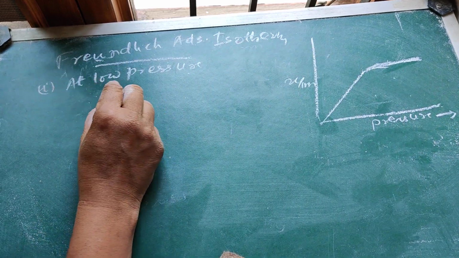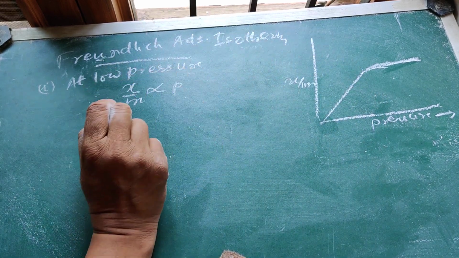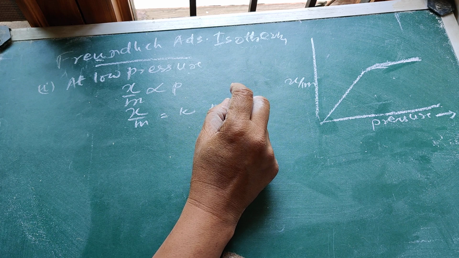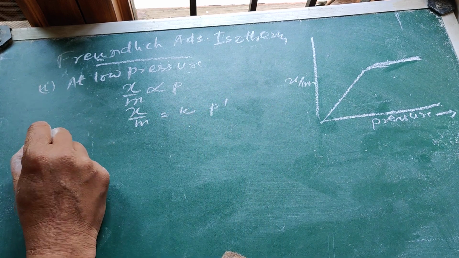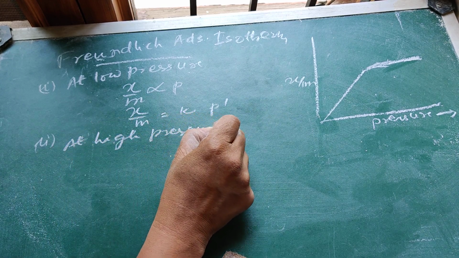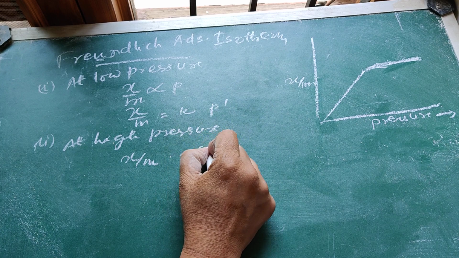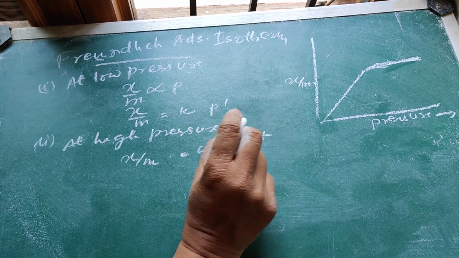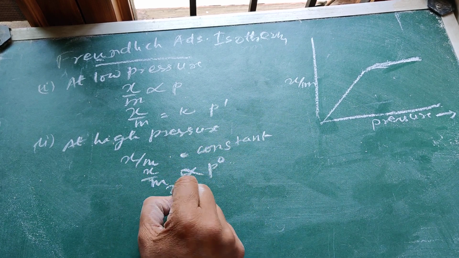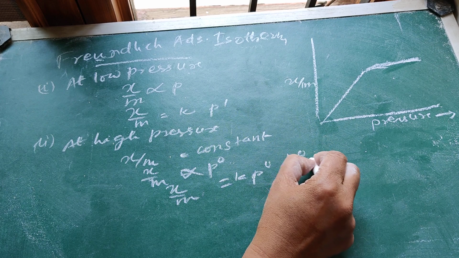At low pressure, the graph is an almost straight line, which indicates that x by m is directly proportional to pressure, or x by m equals k P to the power 1, where k is the constant. Second, at high pressure, the graph becomes almost constant, that is, x by m is independent of pressure, or x by m equals k P to the power 0. Here P to the power 0 is equal to 1.